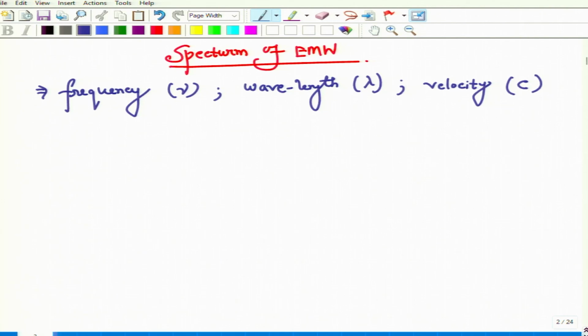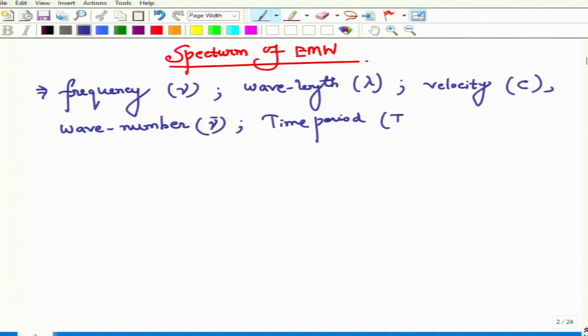Okay. And we know the relations between these things. Also there are some other things like the wave number, which is denoted by nu bar. Then one important one, the time period, which is denoted by T. After that the wave vector, which is denoted by k. These things are very important, right?